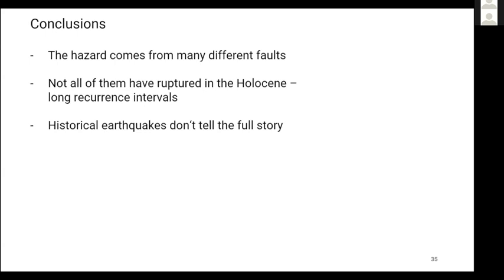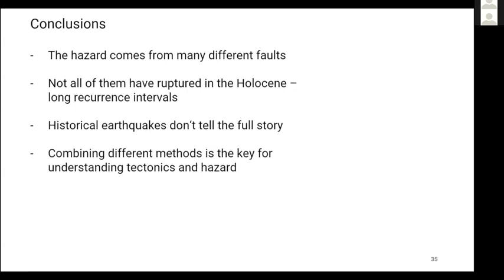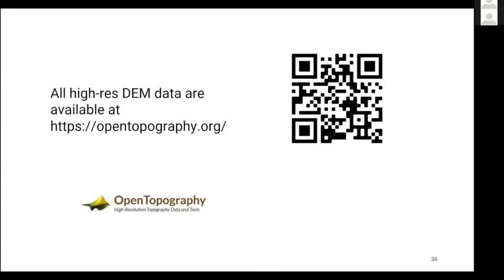Also, historical earthquakes don't tell us the full story, obviously, so we really need this longer record. And we really need to combine a lot of different methods, and this is really the key in an area like that for understanding both the hazard, but also tectonics pictures.